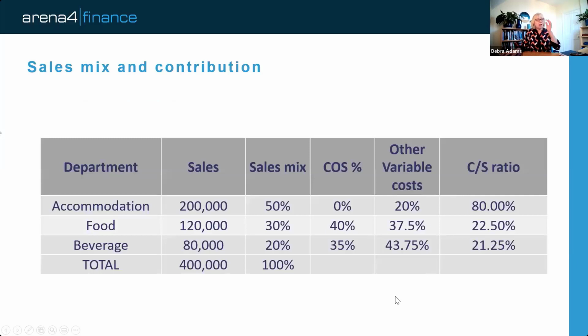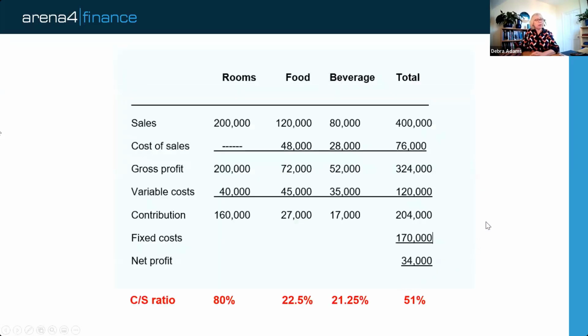And then we said you start to combine what you're selling. So I've got here accommodation, food and beverage, but this could just be the combination of the different room products that you're selling or the different menu items that you're selling, which would be useful if they have different CS ratios. And then you can look at the weighted average for those values, as we had with our table here.